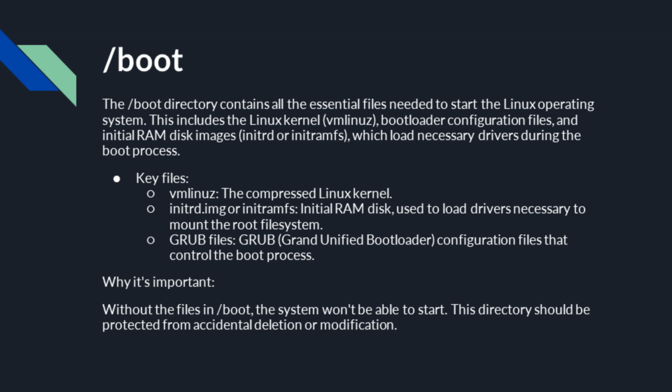Key files: vmlinuz, the compressed Linux kernel; initrd.img or initramfs, the initial RAM disk, used to load drivers necessary to mount the root file system; and GRUB files, Grand Unified Bootloader configuration files that control the boot process. Why is it important? Without the files in /boot, the system won't be able to start. This directory should be protected from accidental deletion or modification.